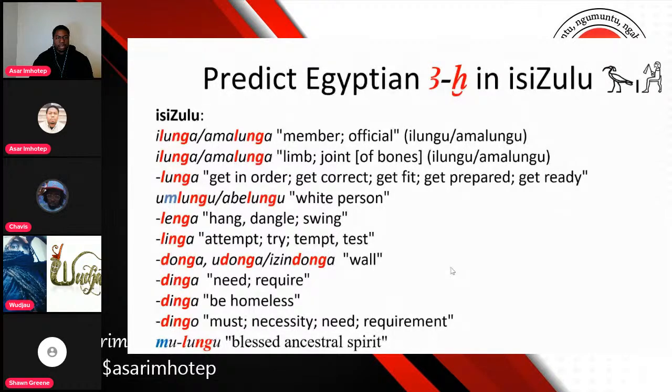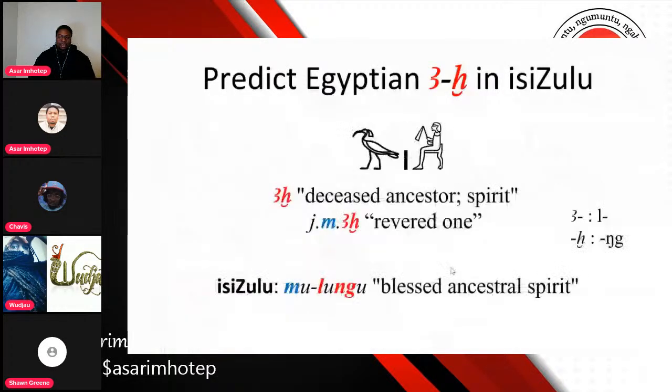All righty. So we have number one and the last one. Ilunga, member and official, or Mulungu, blessed ancestral spirit, with Mulungu being number one. And then lunga, to get in order, get correct, get fit. That's number 3. Not in the ballpark. It's like right outside the club. You can't even get in. That's what's going on with that word. Right. So that's in line.